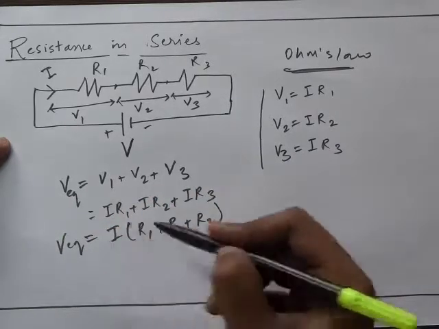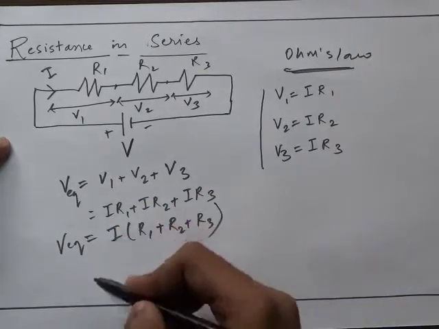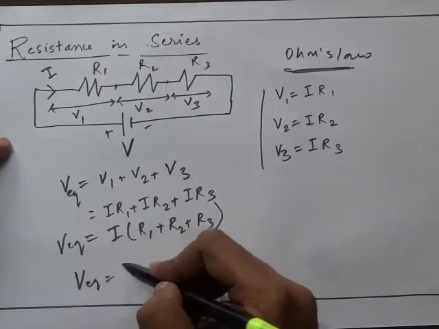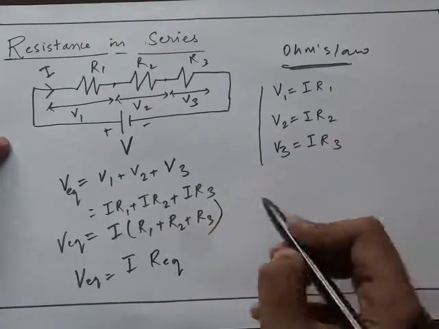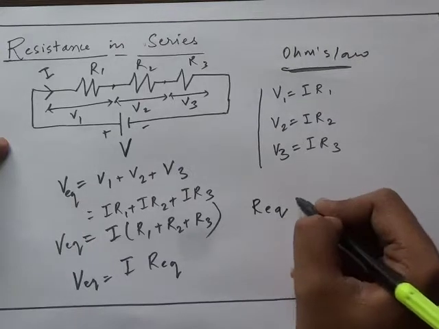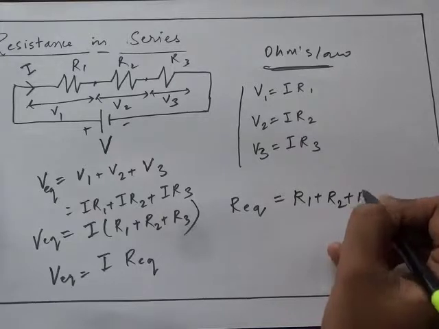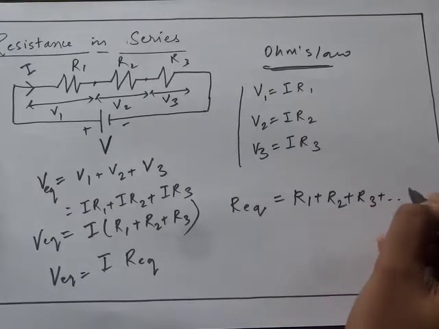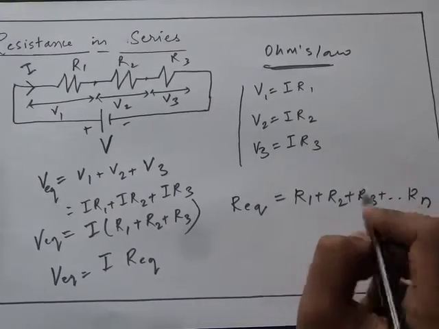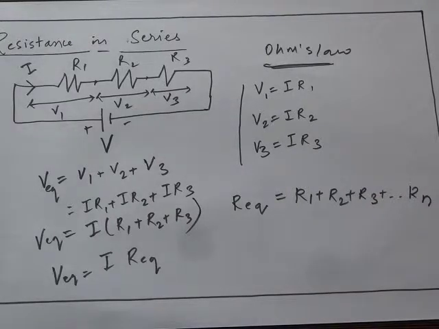So now if I write a general equation for this one, which will be I into R equivalent. R equivalent in a circuit when it is in series will be R1 plus R2 plus R3 up till Rn. This means that in a circuit where resistances are connected in series, we can just calculate the equivalent resistance by just adding them all.